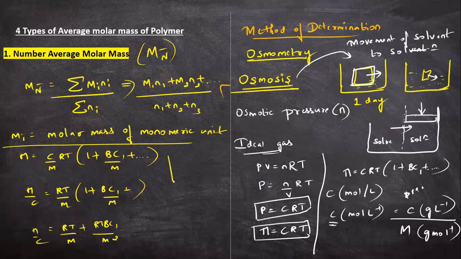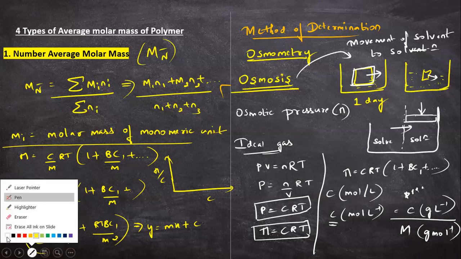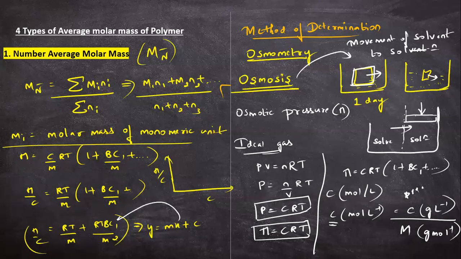Just drawing a graph, pi by C versus C. Can I represent it as y equals mx plus c, where x is nothing but this C? Here m is the slope, which is B RT by M square, and c is the intercept, that is RT by M. So it is a straight line graph where the intercept is equal to RT by M.